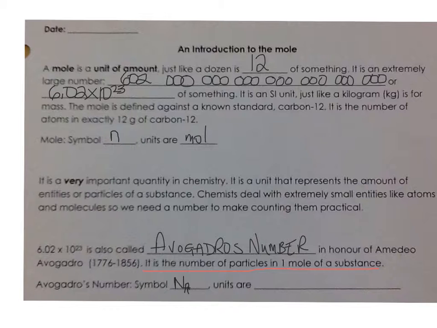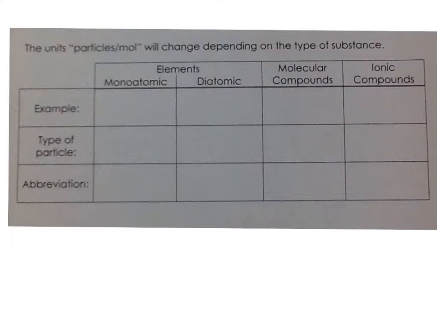So it is a capital N with a subscript capital A. Drop down, lower. Superscript is above, it's an exponent, subscript is below. The units are particles per mole. Particles per mole will change depending on the type of particle you have.